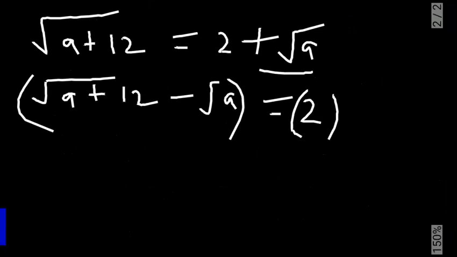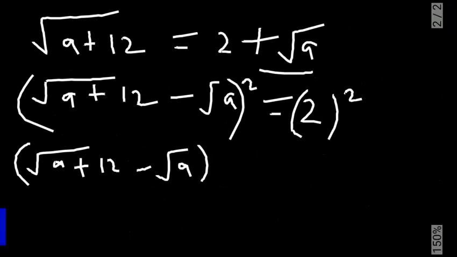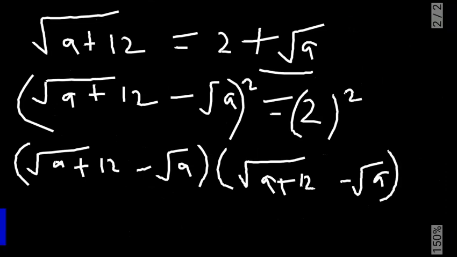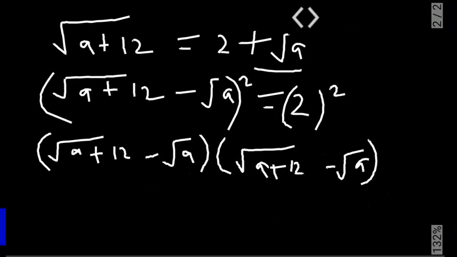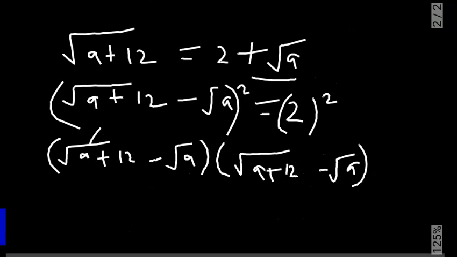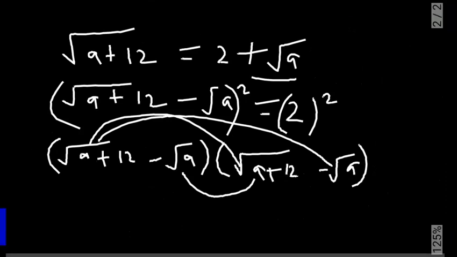Let's square both sides. When we square both sides, it's possible for us to clear out the square roots. Let's see. We have root a plus 12 minus root a, times root a plus 12 minus root a. So watch closely how I'm going to do this. This would multiply this, this would multiply this, this would multiply this, and this would multiply this. So let's take the first one.